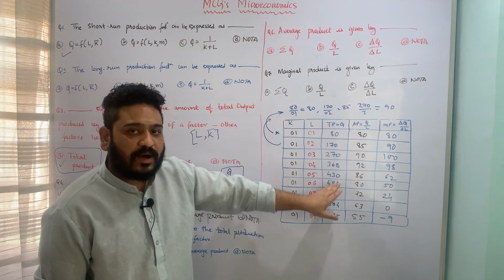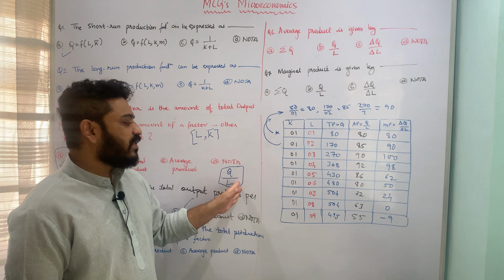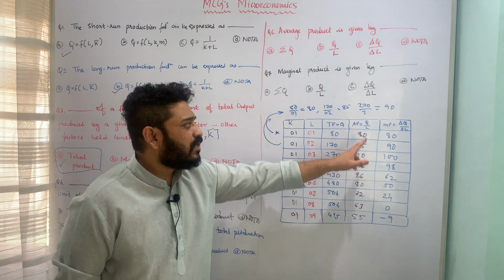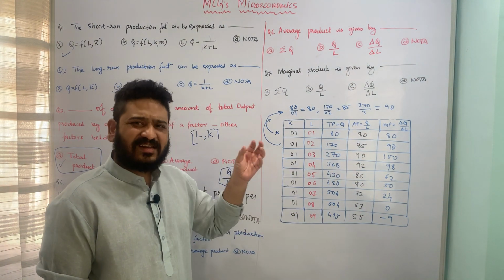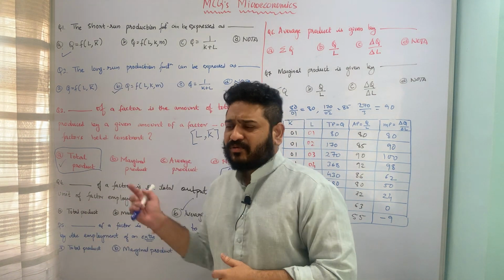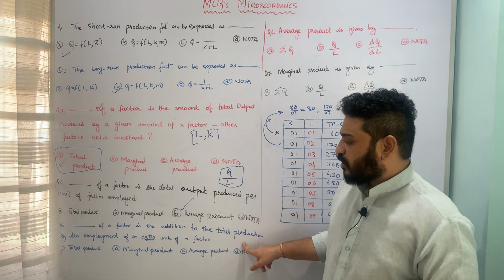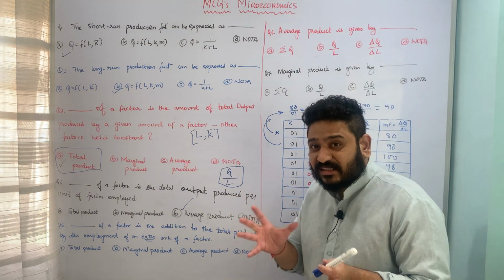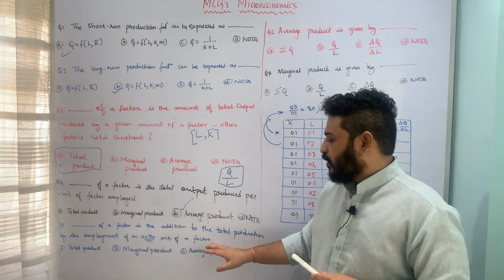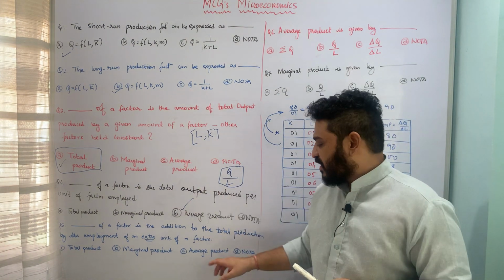That means the total output per unit of the factor, dividing by the variable factor, is how I get the units of average product, Q by L. I hope this table makes it a little easier for you to have a sense of how you calculate that. Let us now move to the next question. The next question is about dash of a factor is the addition to the total production by employment of an extra unit of a factor. By employment of an extra unit of factor, what is the addition to total product?